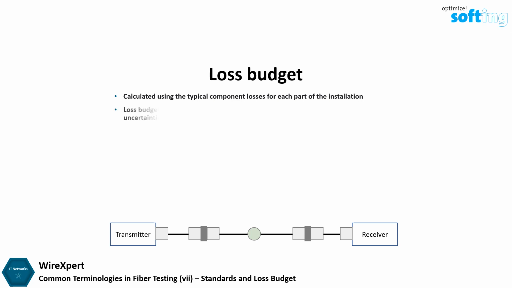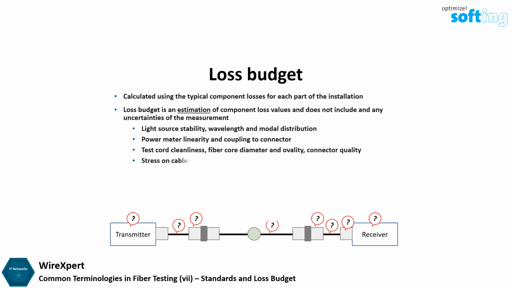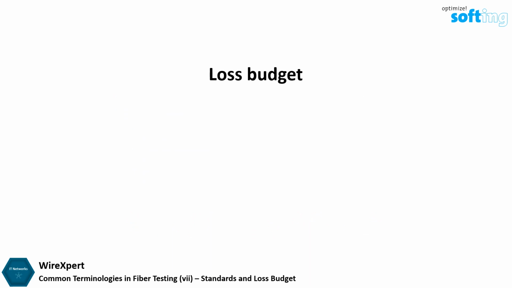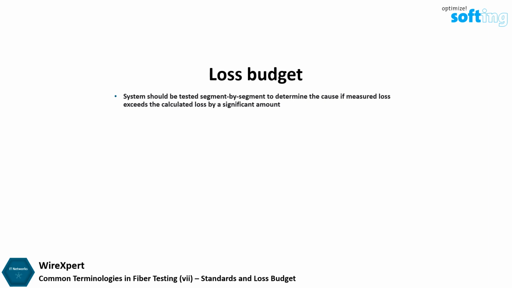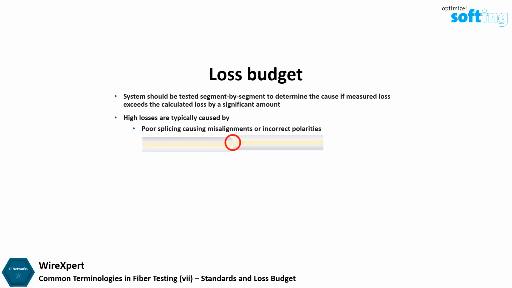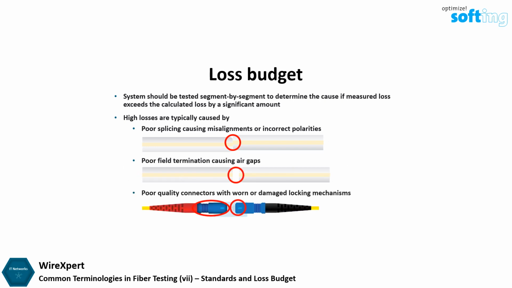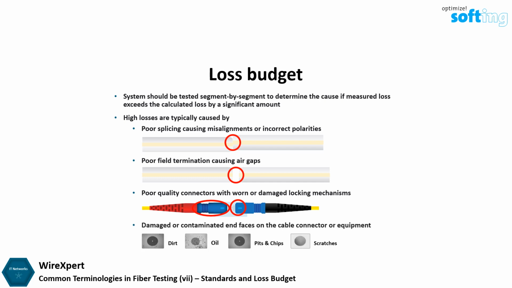It is important to note that loss budget is an estimation of component loss values, and does not include any uncertainties of the measurement. If the measured loss exceeds the calculated loss by a significant amount, the system should be tested segment by segment to determine the cause of the high loss. These high losses are typically caused by poor splicing causing misalignments or incorrect polarities, poor field terminations causing air gaps, poor quality connectors with worn or damaged locking mechanisms, or damaged or contaminated end faces on the cable connector or equipment.